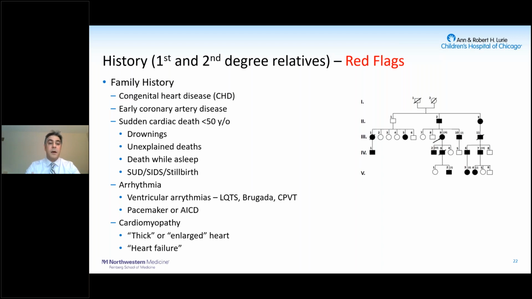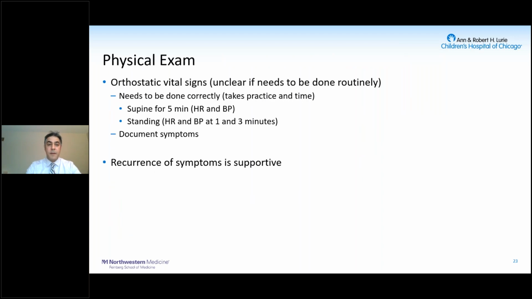Was there a sudden death in someone under 40 or 50 years of age? Did they die while they were sleeping? Is there a family history of stillbirth? Unexplained or unusual death, someone who knew how to swim that drowned, a single person car accident that resulted in death, where we don't really know what happened. And in regards to cardiomyopathies, not everyone might know that, so I like to use the words they have a thick or enlarged heart or a history of heart failure.